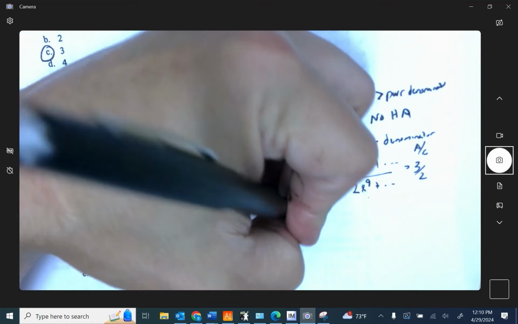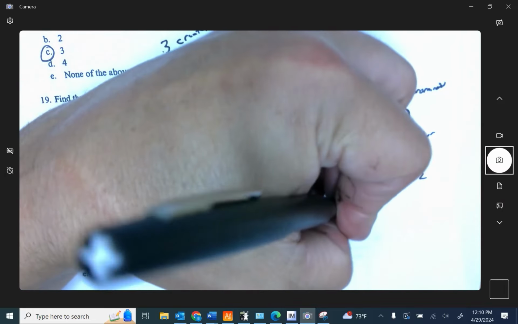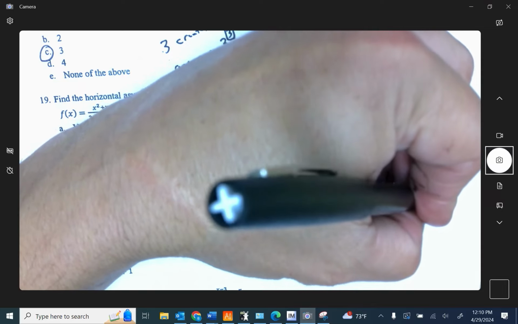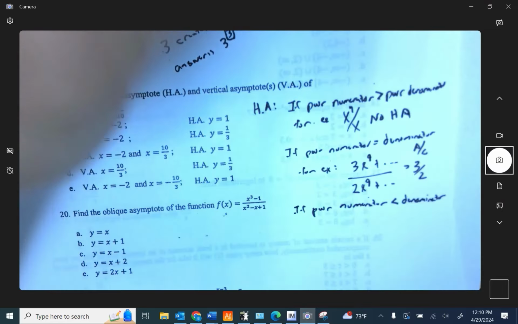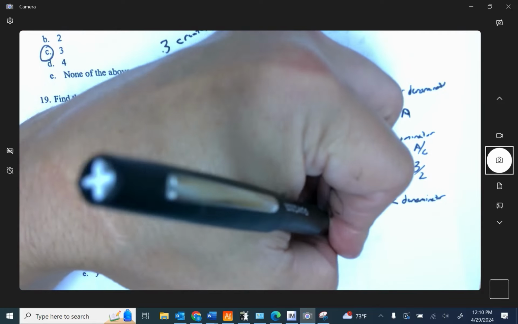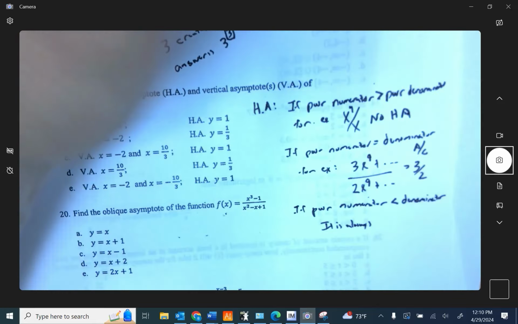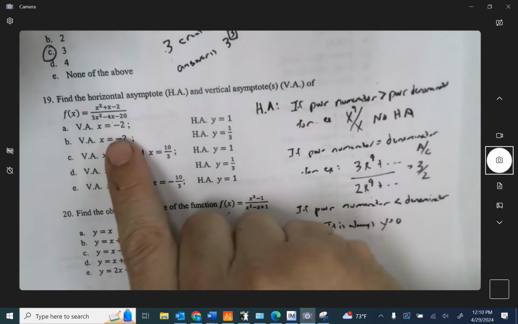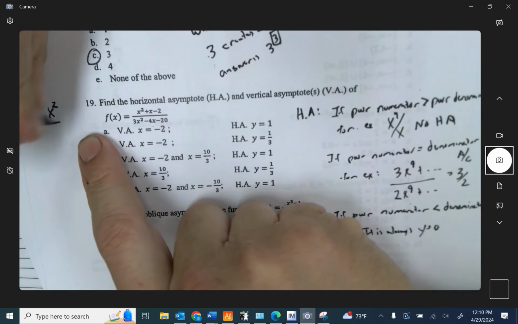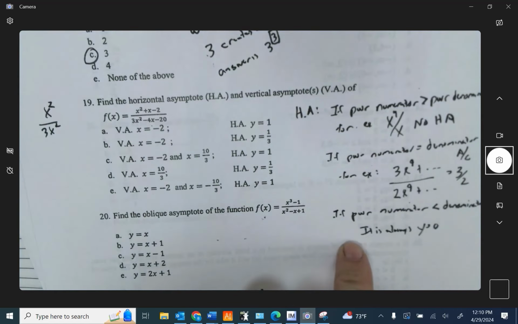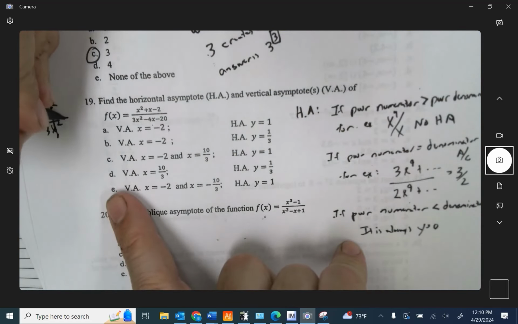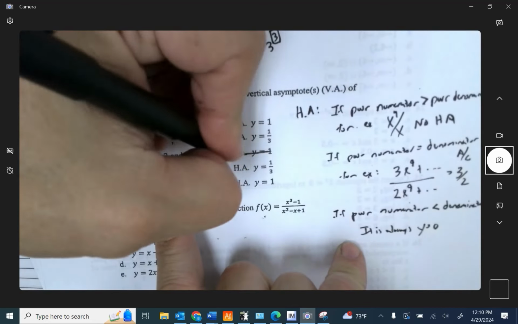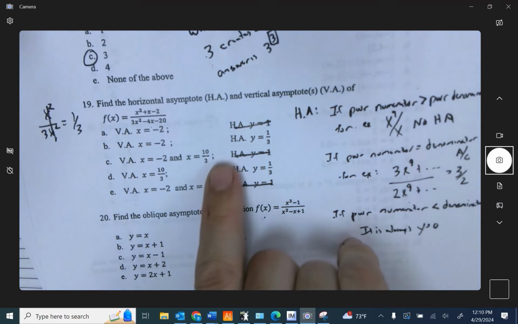And the last one is if the power of the numerator is less than the denominator, it is always y equals 0. So let's look at this one. I have x squared over 3x squared. So that's the last case. These cancel, and I get 1/3. So the horizontal asymptote is 1/3. It's one of these two.